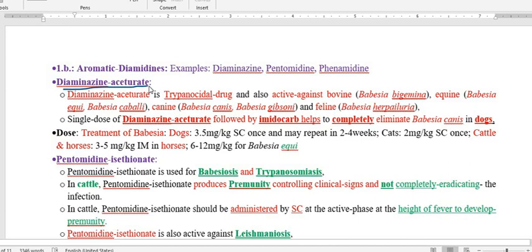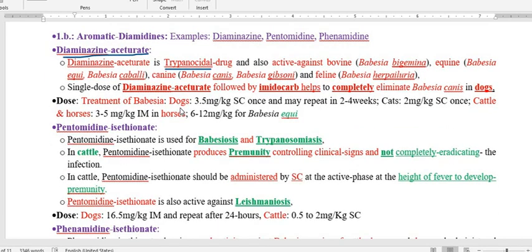And the next group, from the same diamidine derivatives, is the aromatic diamidines. In that, we already discussed diminazene aceturate as an anti-trypanosomal drug. So this one is also used as an anti-trypanosomal drug, and the drug also acts against Babesia. So the drug is used for Babesia and Trypanosoma. About this drug, we already discussed it, but again we are going to repeat it.